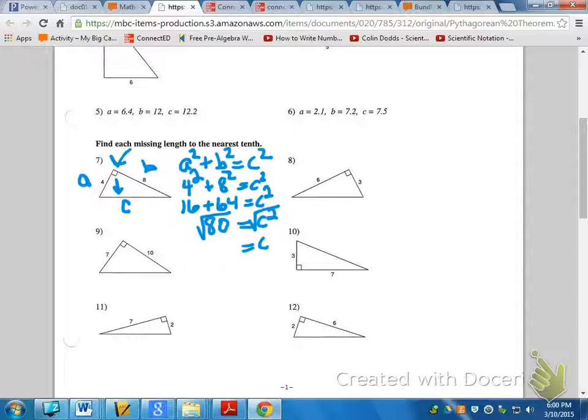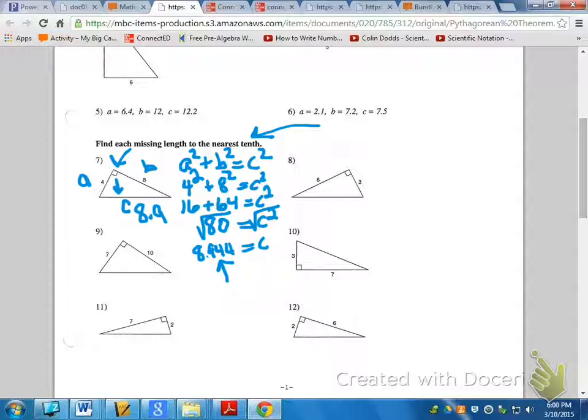and it comes out to 8.944 plus some other decimal places. But if you look at the directions right here, it says round to the nearest tenth. So 8.944, when I'm rounding to the nearest tenth, that means you look at the hundredths place, that 4. It's below 5, so that means I'm going to round to 8.9 for the value of C.